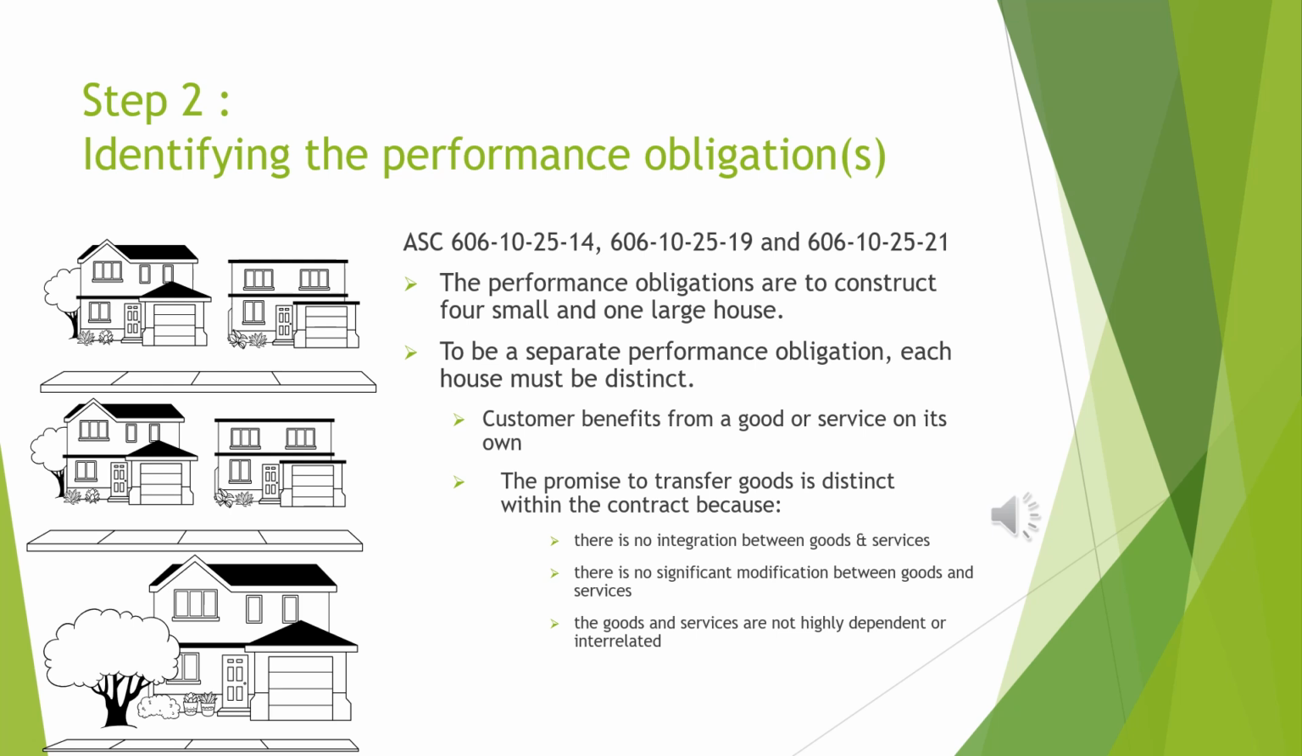Therefore, the criteria in 19 is met for parts A and B, meaning that the promised good or service, which is each house, is distinct, and this also confirms that each house is a performance obligation.